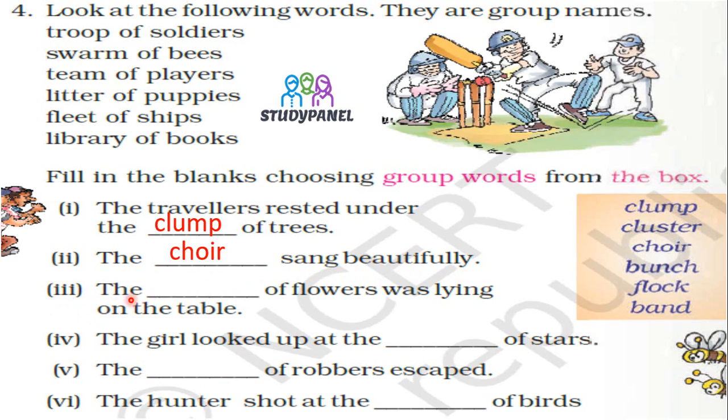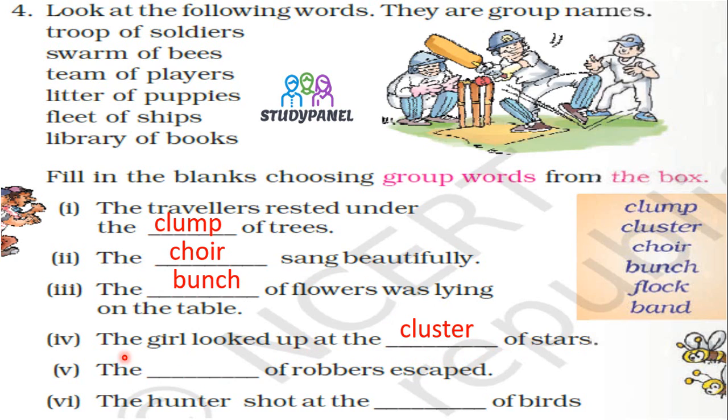The third one: the dash of flowers was lying on the table. We will use bunch for it. The bunch of flowers was lying on the table. The next one: the girl looked up at dash of stars. Cluster of stars. Whenever a few stars, 5 or 7, come close to each other, that group is known as a cluster of stars.